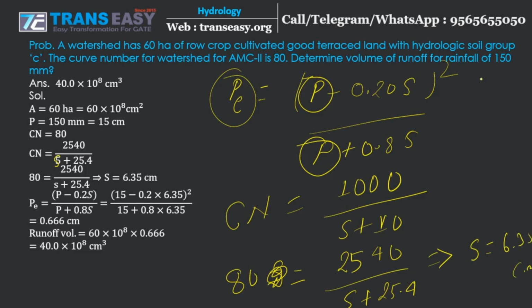Put the value of precipitation in centimeter also, and S we have already calculated in centimeter. We'll get PE, the depth of excess runoff, in centimeter. Convert this into meter, multiply by 60 into 10 raised to the power 4. This is the watershed area, to get the volume of excess runoff.